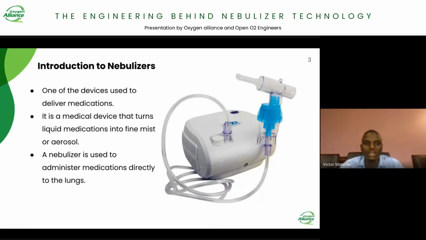So to begin with, let's have an introduction to nebulizers. A nebulizer basically is one of the devices used to deliver medications to patients. This device turns liquid medications into fine mist or an aerosol. The device is used to administer medications directly to the lungs. So if a patient has difficulties taking in liquid medications, they use the nebulizer in order to take the medications directly to the lungs.